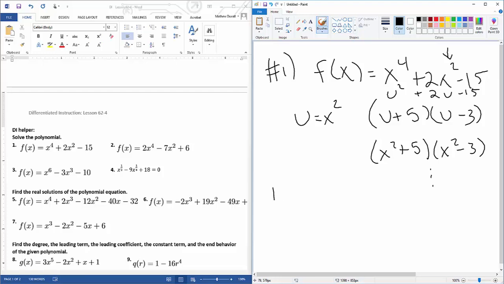For number 3, as a hint, you're going to say u equals x cubed. And for number 4, as a hint, you would say u equals x to the 1/4.